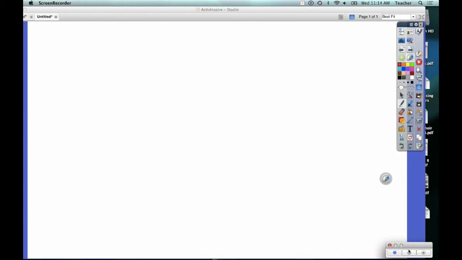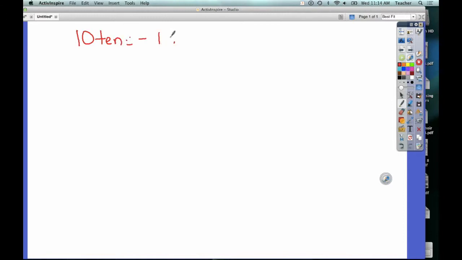Number 3 on the problem set is written a little differently. In A, you have 10 tens minus 1 and 1/10. And now everything's going to start messing up on me. Come on. There we go. So you have 10 tens minus 1 and 1/10.